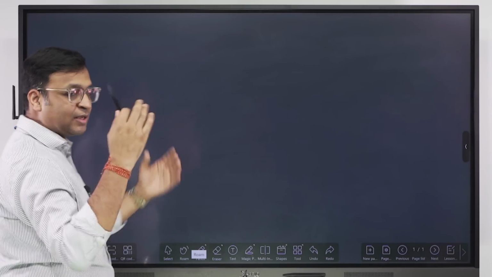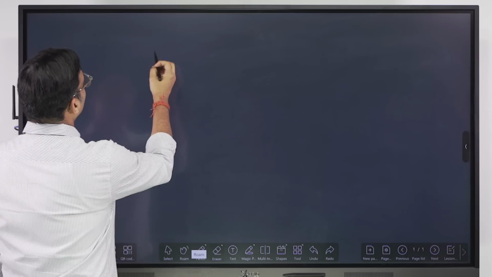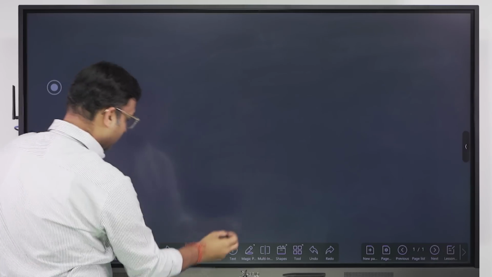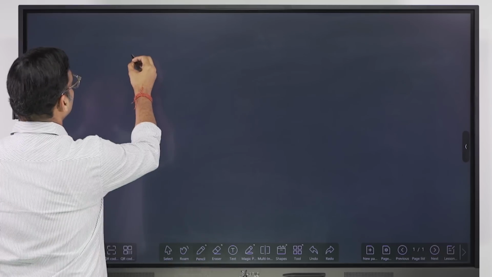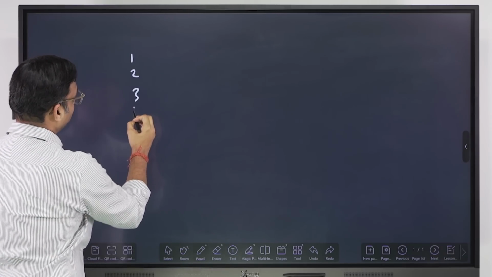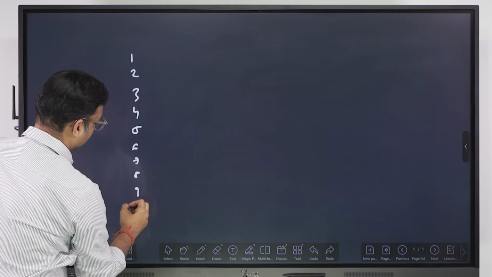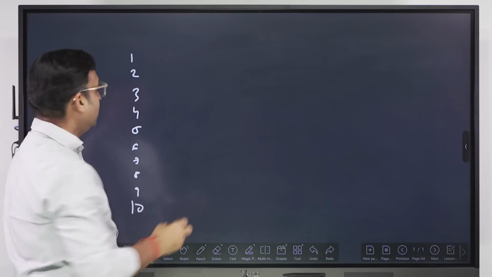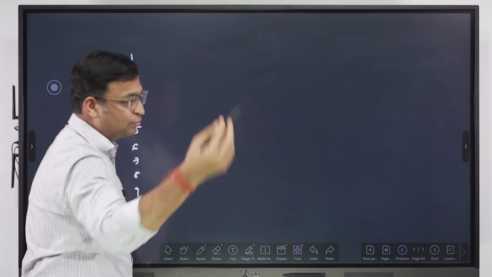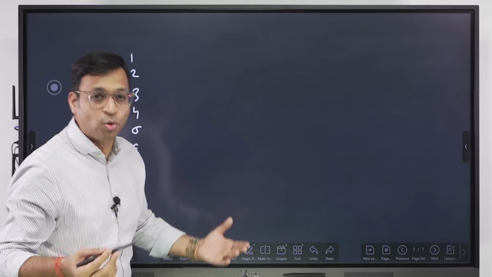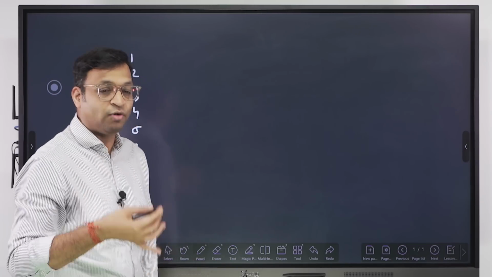Now, let's take some data set, okay? So say we have a 10 data set. Let me just take a pencil. So 1, 2, 3, 4, 5, 6, 7, 8, 9, 10 data set, okay? And there are some numbers in the 10 data set. For example, the number of scores in the last T20 of the Indian team.